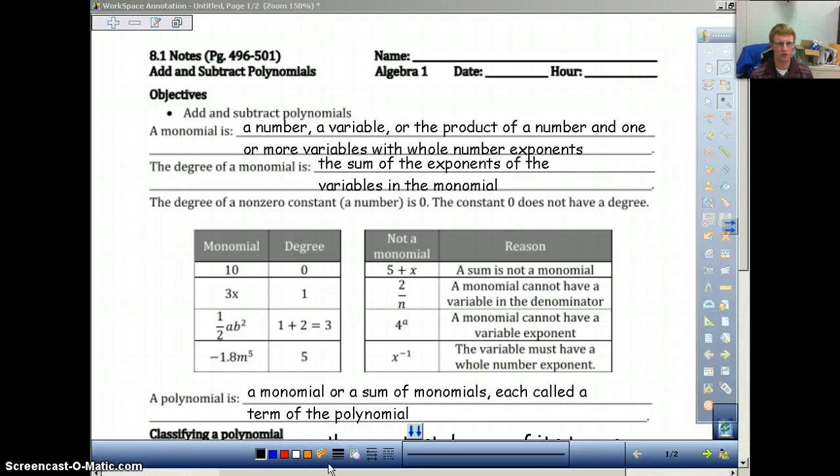All right, so this section is 8.1. We're adding and subtracting polynomials. Polynomials will be defined for you very soon, but we first want to go through a couple of these definitions that you may not know that make up polynomials.